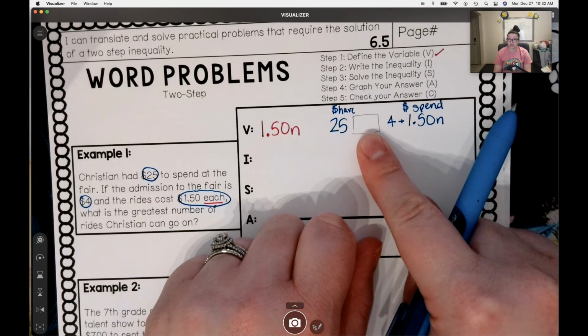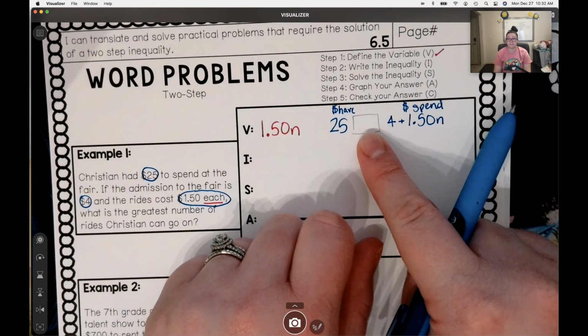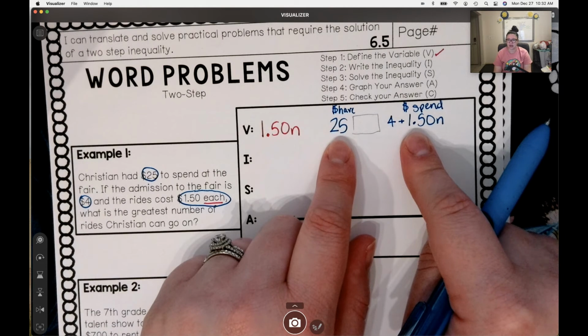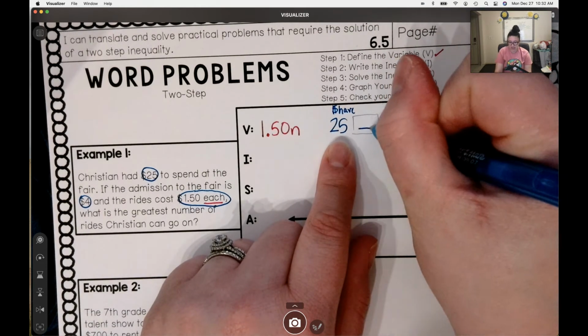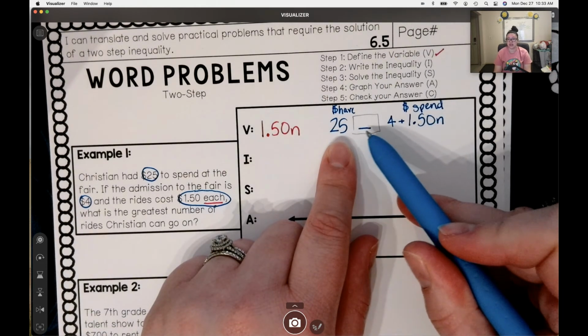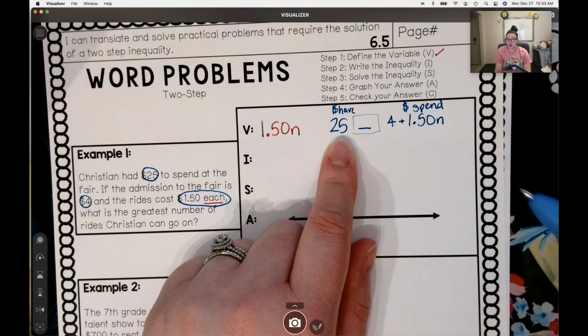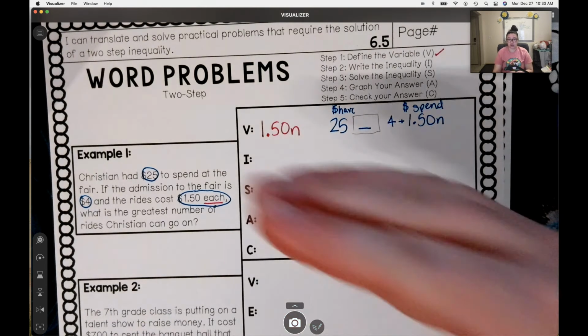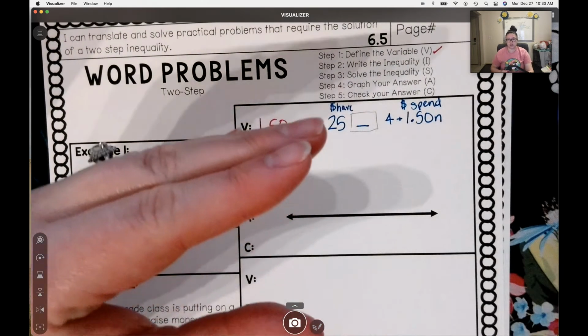Now we need to figure out our inequality sign. Is it okay if we spend the exact amount of money that we have? Yeah, we can spend $25 exactly. That would mean we have a line underneath because it could equal 25 exactly. Now we need to figure out, are we going to go this way or this way with our inequality?